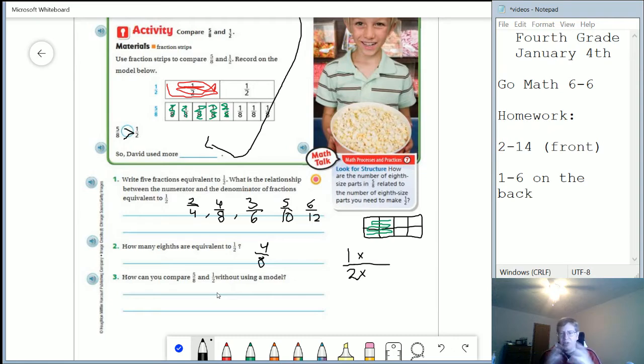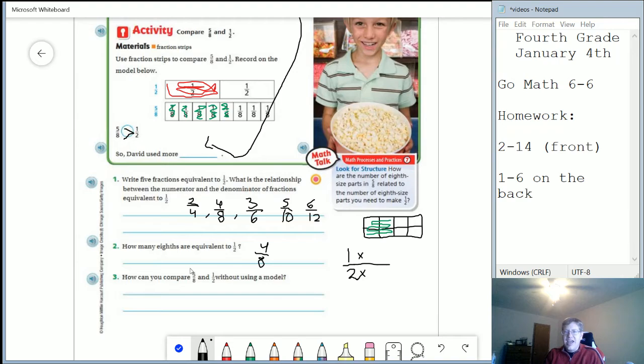So one of the things that we can do, and this is why we want to use benchmarks, 1/2 is a really good benchmark. I can figure out if something is larger or smaller than a half by figuring out what half of that number would be. So in this case, we're working with 8 parts. Half of that is going to be 4.